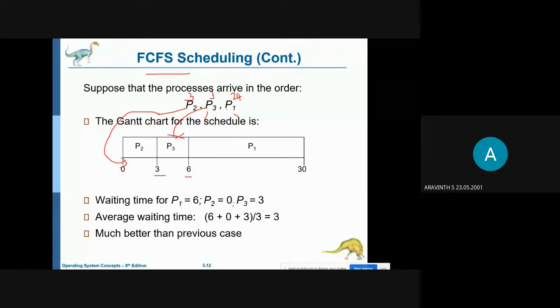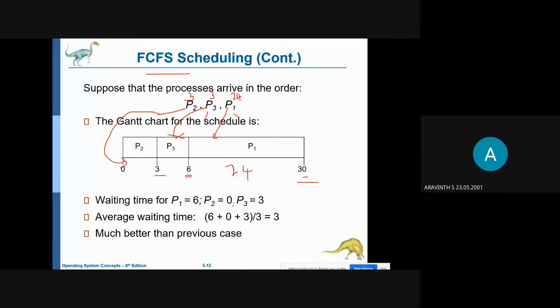Then the next process is P1. P1 will wait until 6 because P2 and P3, which came before it, are executing. Only after that does P1 run. So 6 plus 24 seconds it is running in the CPU, and 6 plus 24 is equal to 30.